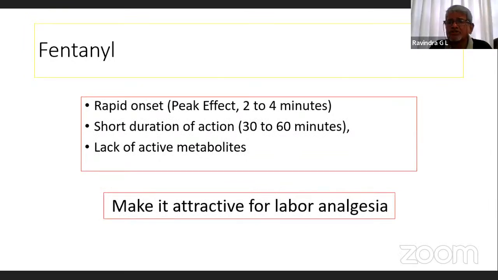Fentanyl is the most accepted systemic opioid that we have. It has a rapid onset of effect, peak effect within 2 to 4 minutes after intravenous administration, short duration of action, 30 to 60 minutes, lack of active metabolites, and neonatal depression is extremely rare. It is almost not there. 100 micrograms of fentanyl intravenously given 15 minutes before the delivery also does not cause significant neonatal depression. That is one of the greatest advantages of fentanyl for systemic use.